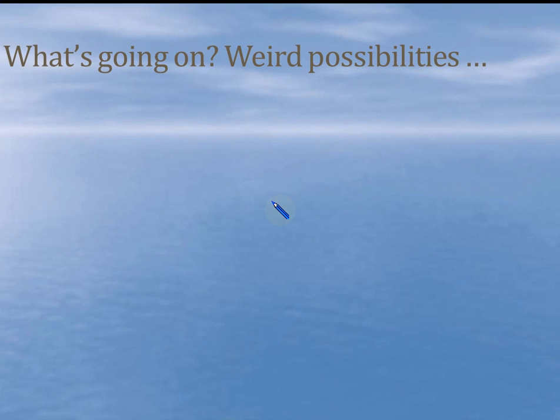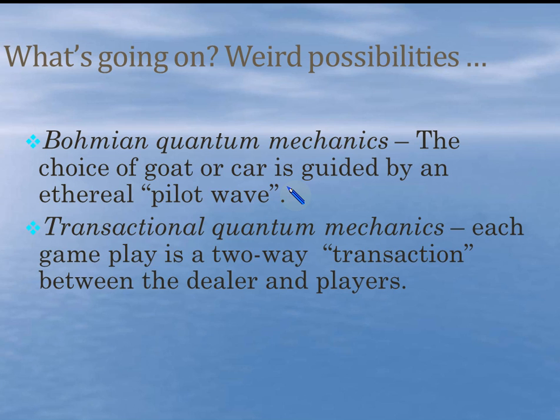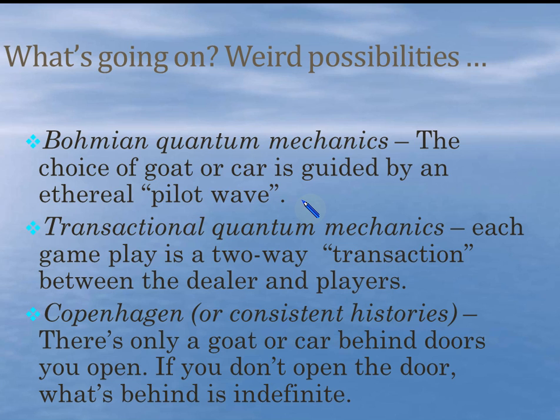I need to say there are other explanations in the physics community for this experiment. There's a theory called Bohmian quantum mechanics that the choice of the goat or car is guided by an ethereal pilot wave that basically gives the host the power of clairvoyance. Transactional quantum mechanics says that each gameplay is really a two-way transaction between the host and the players. There's some kind of mysterious handshake going on that makes them always agree. The Copenhagen or consistent histories interpretation, which is probably the most common, says there's only a goat or a car behind doors that you open. If you don't open the door, then what's behind is simply undefined, and it's not worth even asking what's behind.